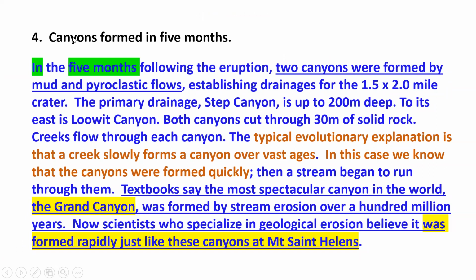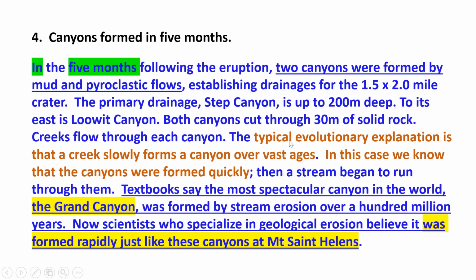The fourth wonder is that canyons were formed in 5 months. Actually, it can already be there in 1 day, but over the 5 months, you see that 2 canyons were formed by mud and pyroclastic flows, establishing drainages for the 1.5 times 2 mile crater. And the primary drainage, Step Canyon, is up to 200 meters deep. To the east is Lewitt Canyon. Both canyons cut through 30 meters of solid rock. And creeks flow through each canyon.